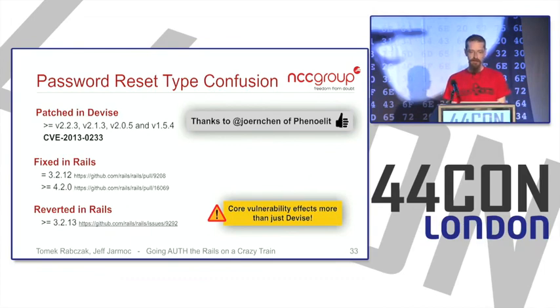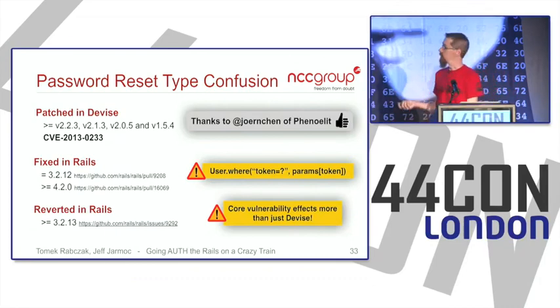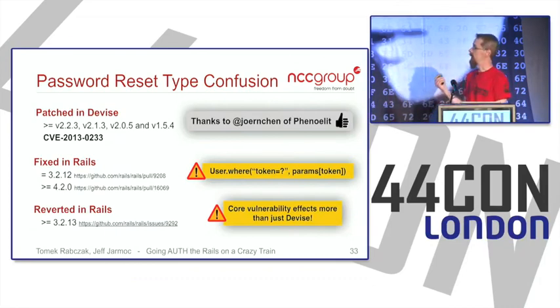4.2, however, looks up the type of the database, but you could still have a problem if you're using other Active Record finders that aren't type aware to do your lookups. So in this example, you've got just a straight where clause. It's parameterized, so it's not SQL injectable, but you can get integers into it. So that's all you need for this vulnerability. So that's why we're talking about this. It's not just a Devise vuln.